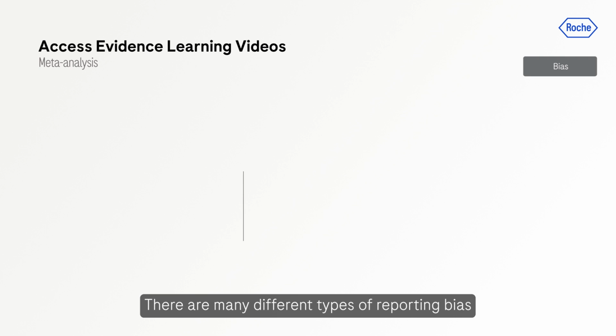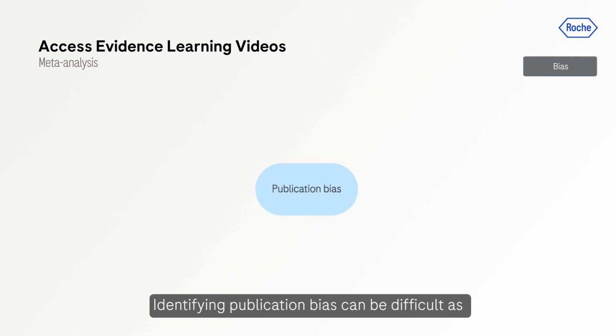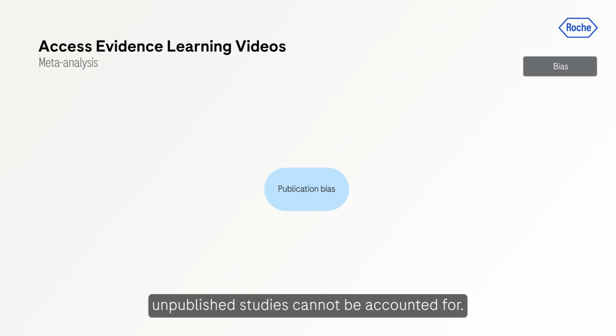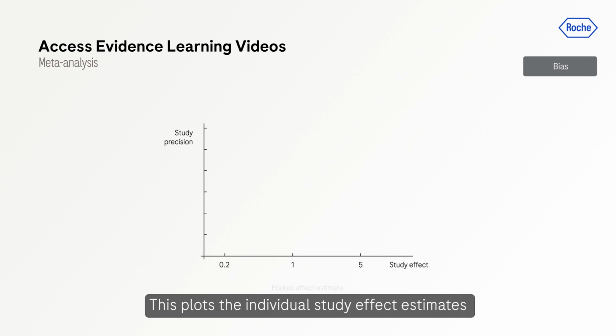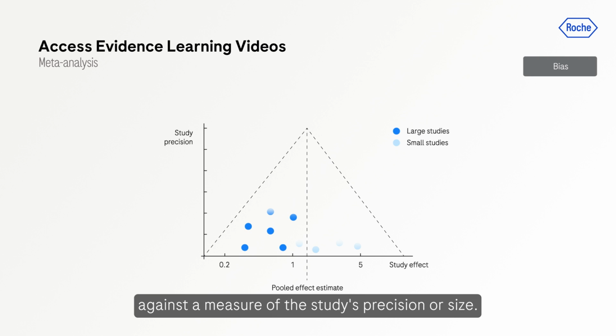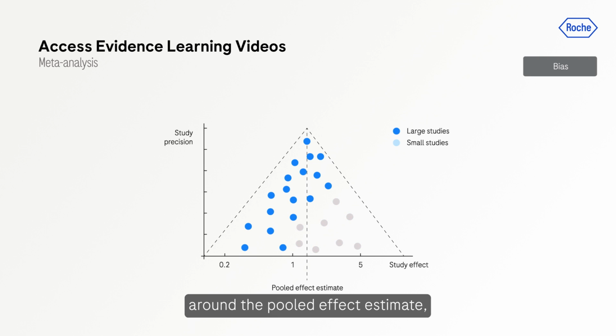There are many different types of reporting bias which can affect the final results of a meta-analysis. We will now look at publication bias in more detail. Identifying publication bias can be difficult as unpublished studies cannot be accounted for. A common method of assessing publication bias is a funnel plot. This plots the individual study effect estimates against a measure of the study's precision or size. Effect estimates from smaller or less precise studies tend to be scattered more widely about the pooled effect estimate, while larger or more precise studies are usually closer to the pooled estimate.